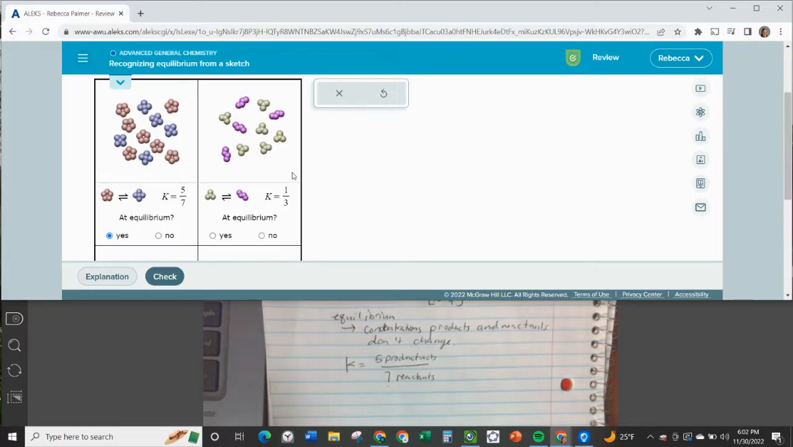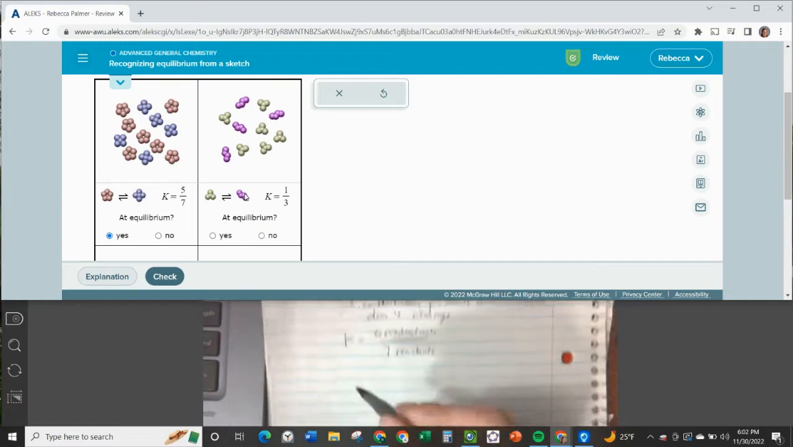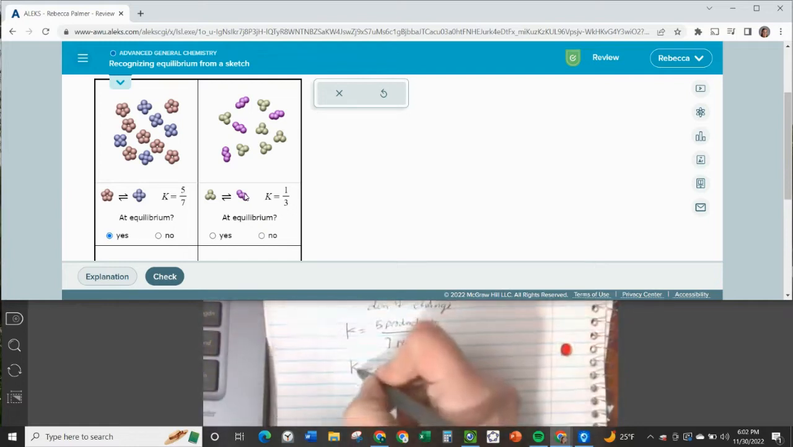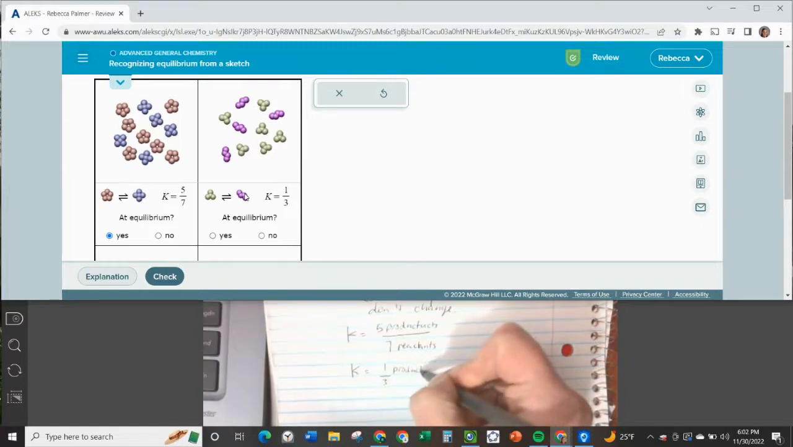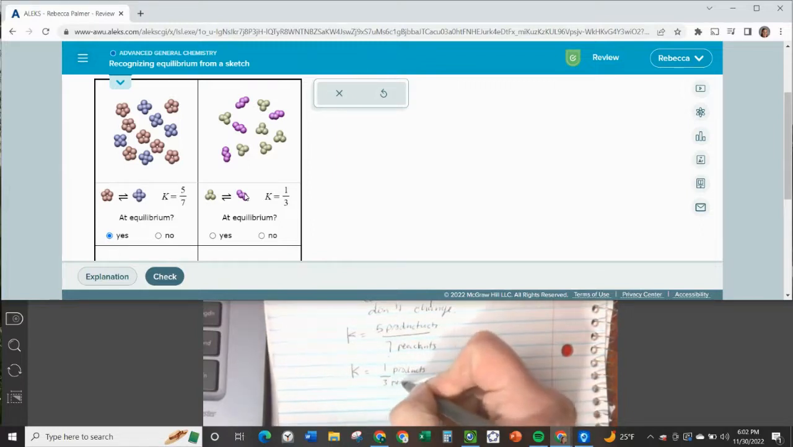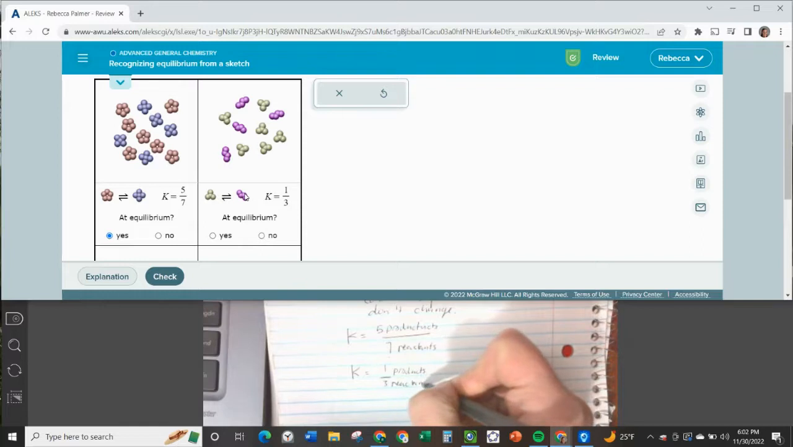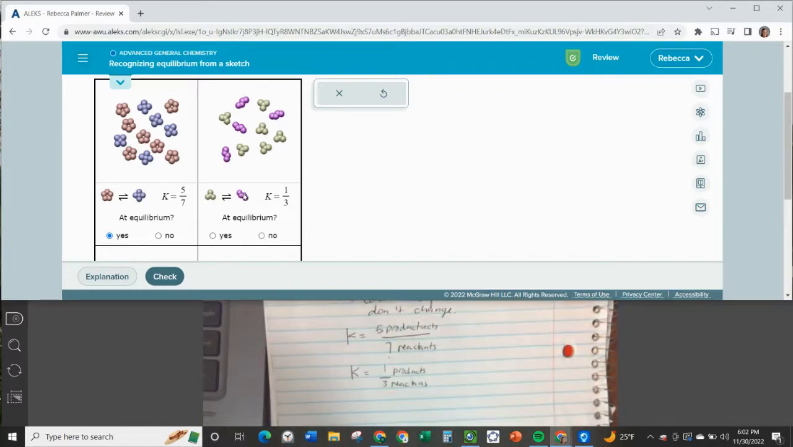All right, moving along. The next one tells me I need 1 product for, so I have my equilibrium constant that says 1 over 3. 1 product for 3 reactants. The product is a purple one. So I'm going to look at all of these, and I have 1, 2, 3, 4. I'm going to write that down to help me remember. I have 4 products for how many reactants? 1, 2, 3, 4, 5, 6.